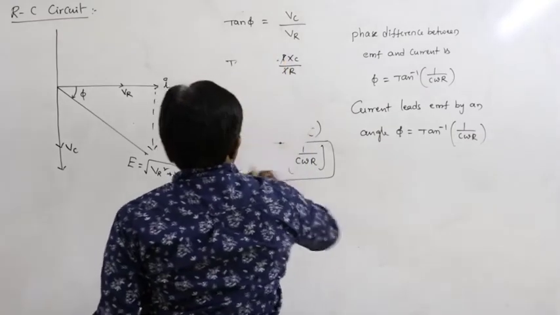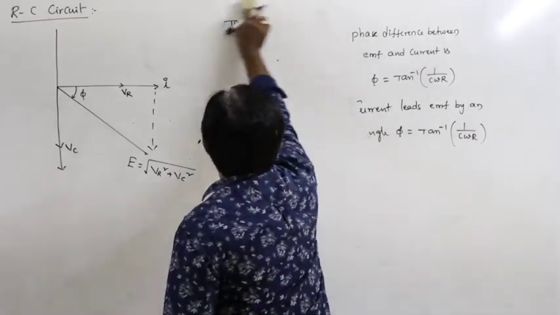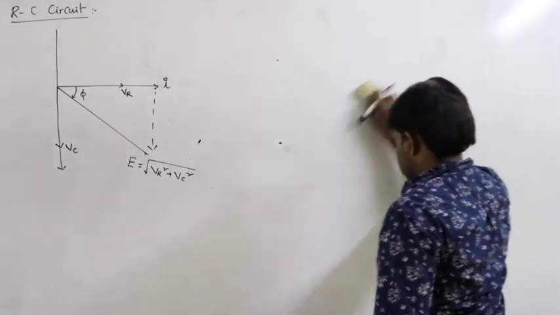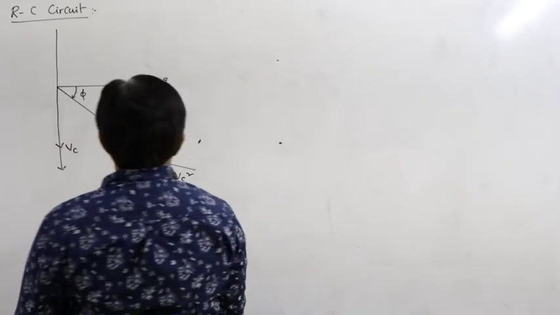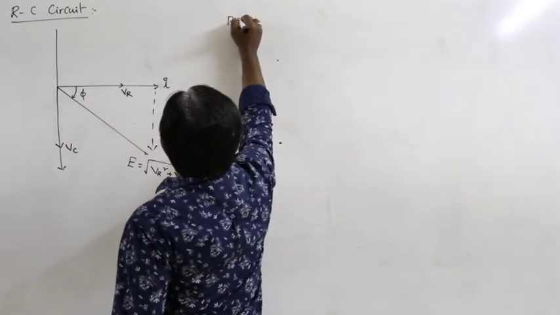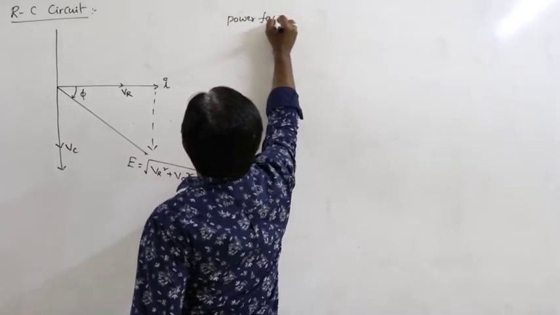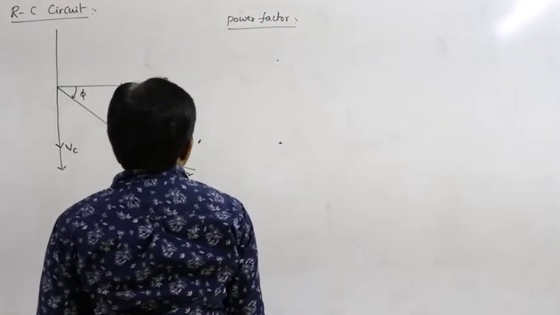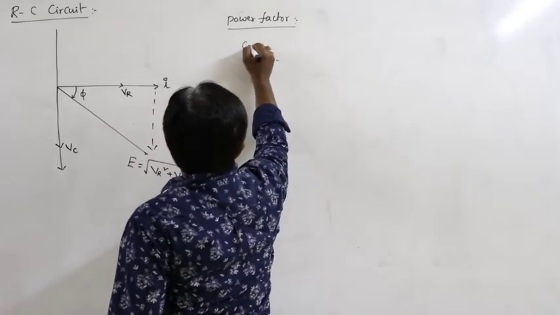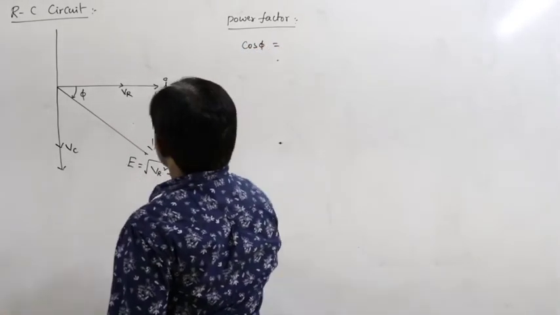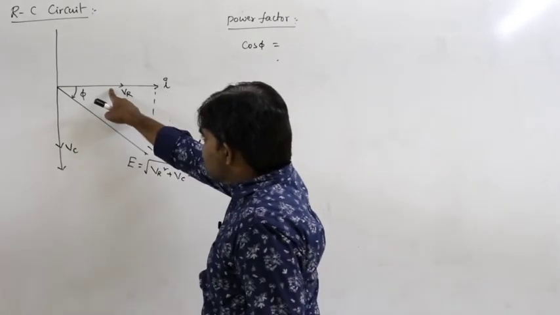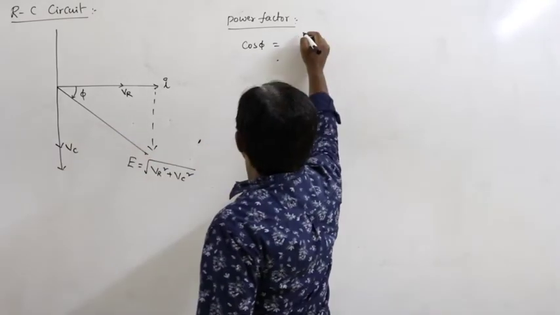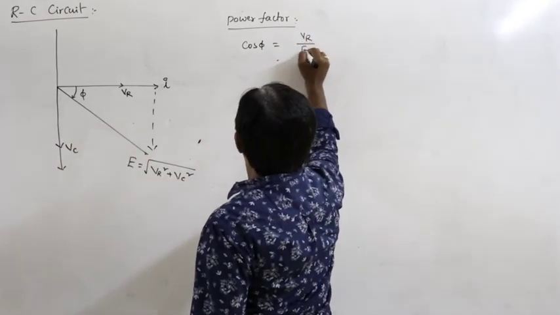Next, what is the power factor here? In this situation, how can you calculate the power factor? Power factor means cos phi. From this diagram, cos phi can be written as adjacent side by hypotenuse. Adjacent side is VR divided by E.